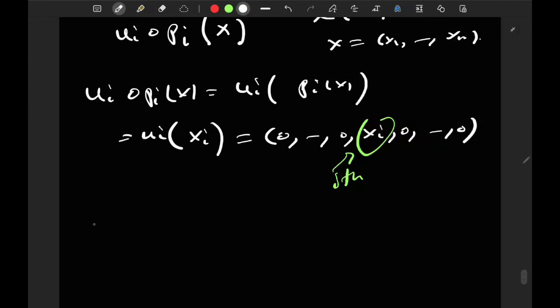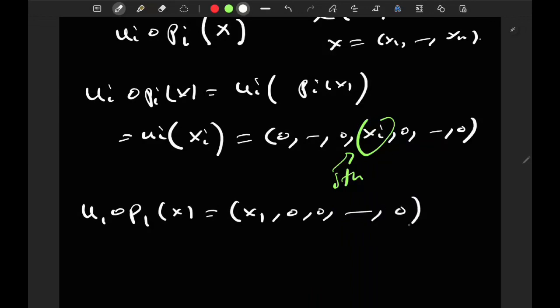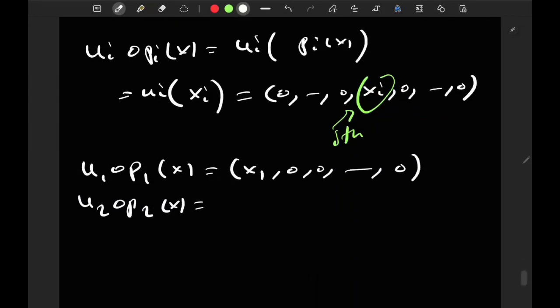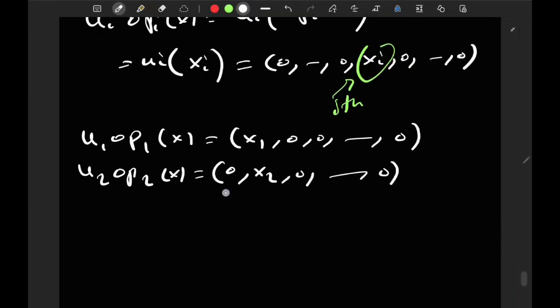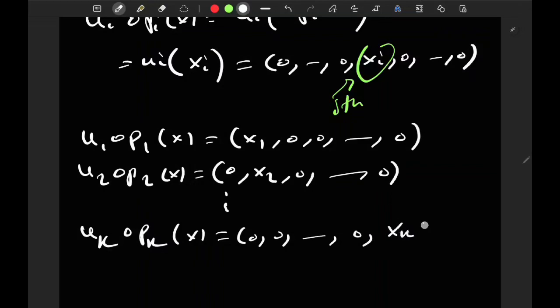And that's why if I do u_1 ∘ p_1 of x, I'm going to get x1 and zeros. If I do u_2 ∘ p_2 of x, I'm going to get (0, x2, zeros), and so on till I reach k. So I have u_k ∘ p_k of x. This thing is 0, 0, till I reach the x_k.